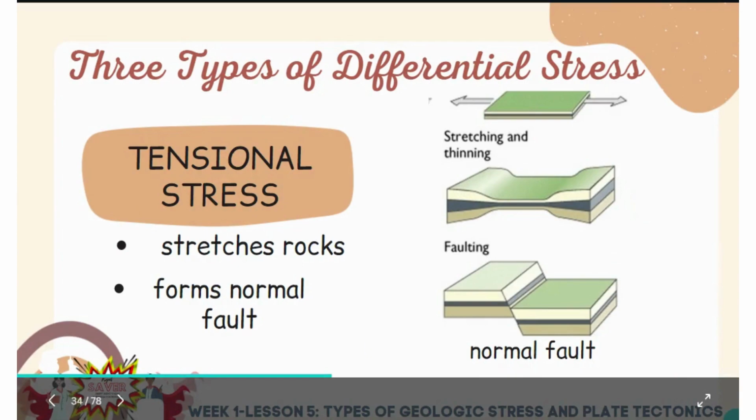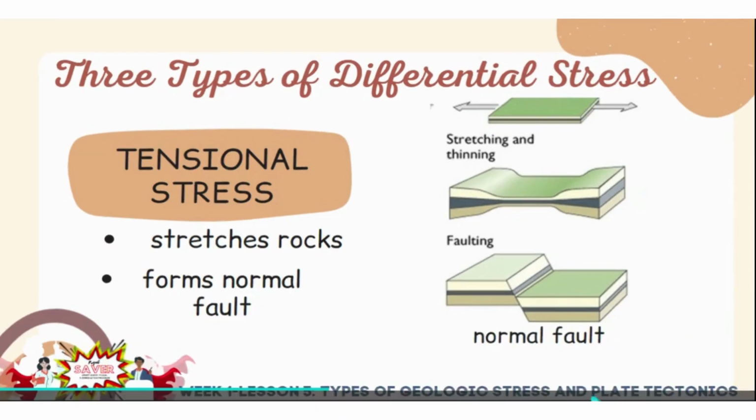The next type of stress is the tensional stress. Tensional stress stretches the rocks. Dahil sa pag-stretch niya sa rock, nakaka-form siya ng normal fault. Mapapansin natin dito sa figure, merong dalawang forces na nag-a-act dito sa piece of land. Pero itong dalawang forces na to ay, ang direction ay away from each other. That's why that piece of land is being stretched and it becomes thinner at the center.